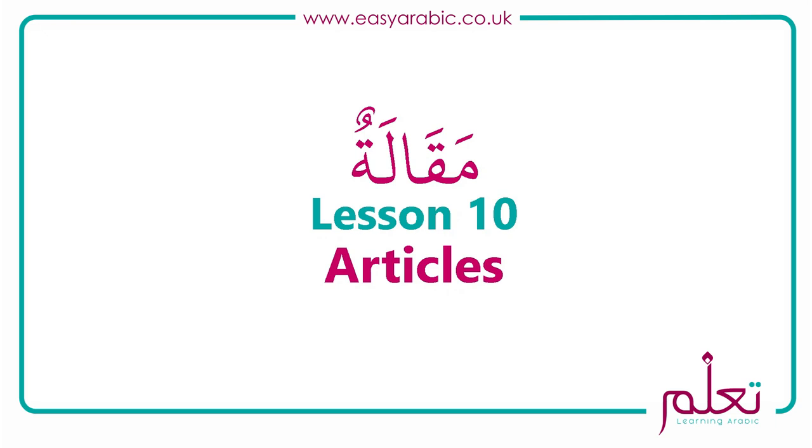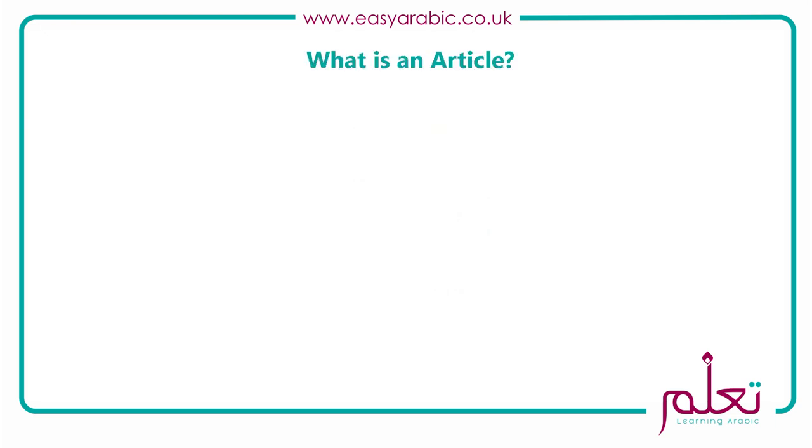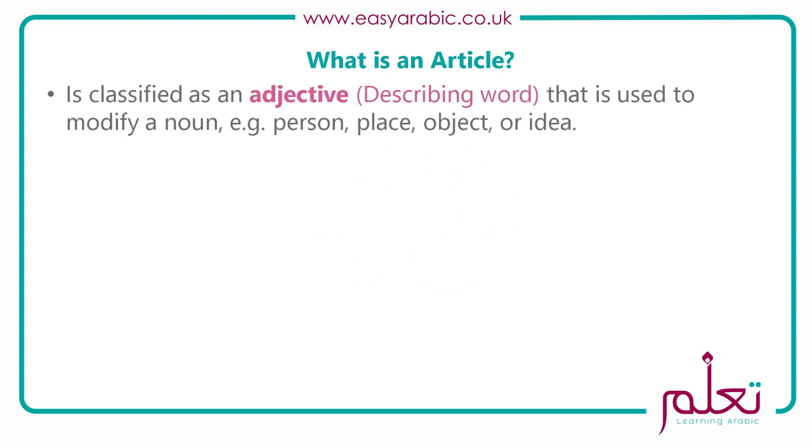In this lesson, we're going to go through and look at articles. Maqala. Okay. So what is an article? An article is classified as an adjective or a describing word that is used to modify a noun, be it a person, place, an object, etc. An article is used to point out or refer to nouns.